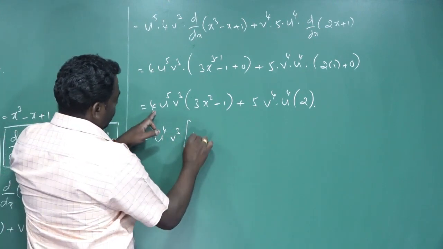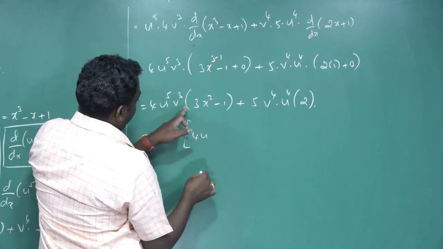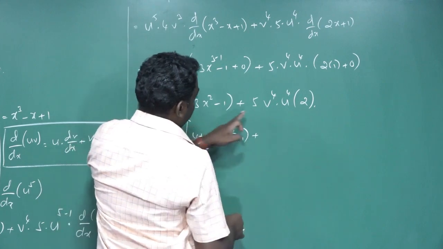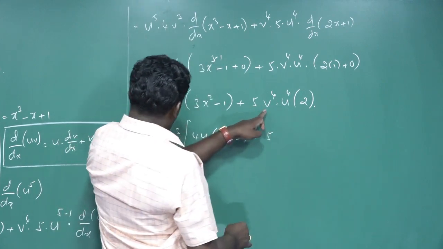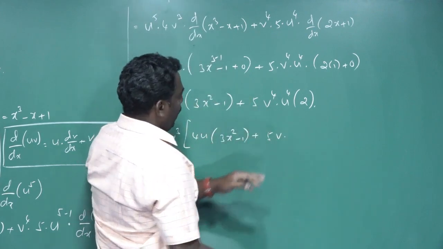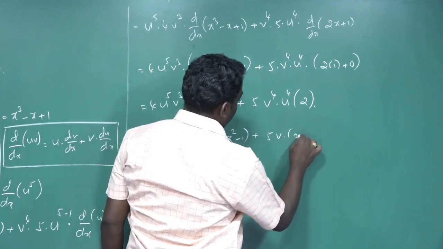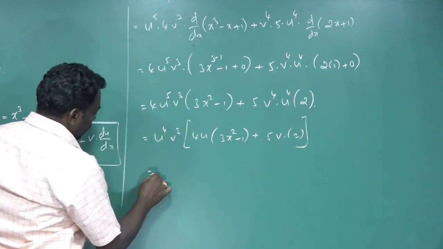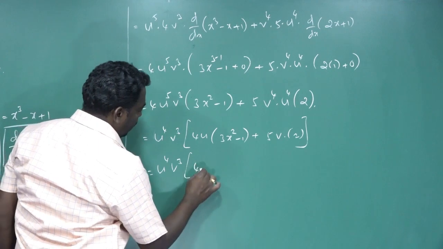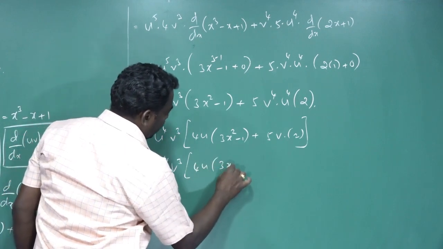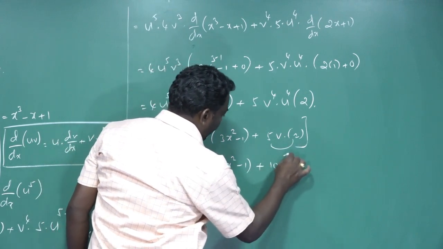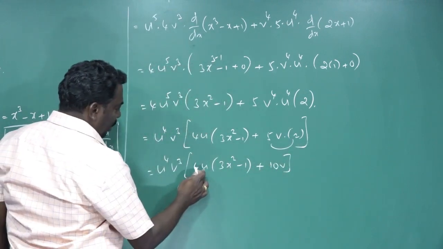What is remaining? 4 is remaining, one more u is remaining, and then 3x square minus 1 is remaining, plus 5 is remaining, and v power 3 is outside, one more v is remaining, and u power 4 is already out, into 2. That we can simply write as 2. That is equal to u power 4 and v power 3, within the bracket 4 into u into 3x square minus 1, plus 10 into v. Now applying the u and v values.